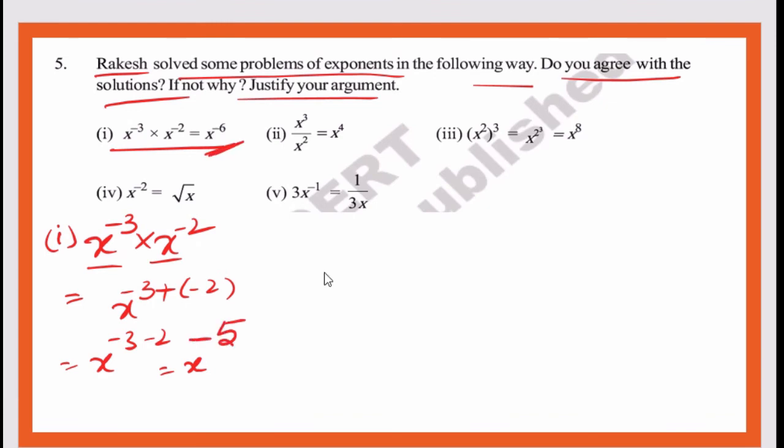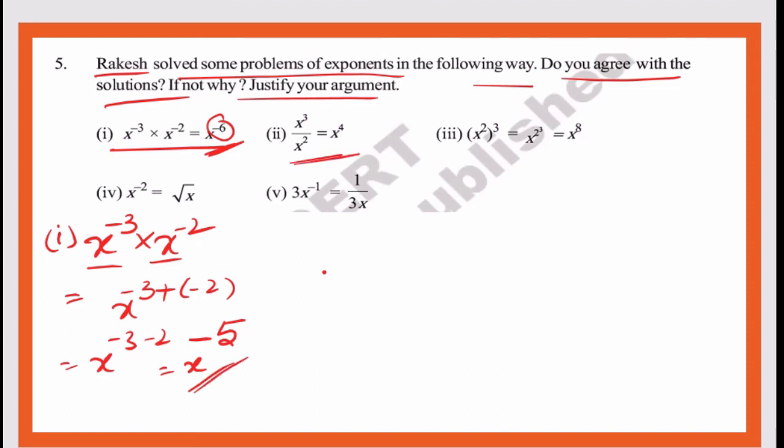But what has he given? x power minus 6. That means what did he do? He did multiplication in the powers. So that is the mistake that he did. But actually if he had done multiplication, he should get plus 6. So that is also wrong. So what he has done is wrong. So what is the correct answer then? x power minus 5.